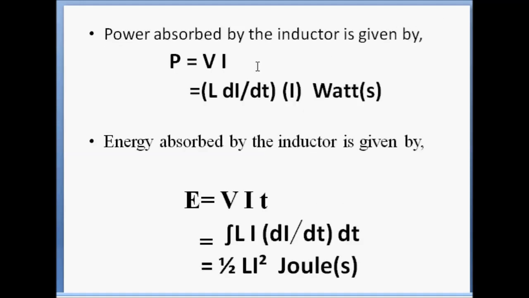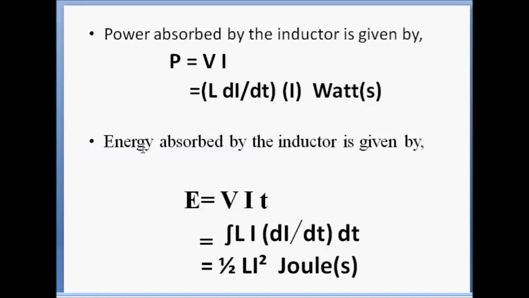Same here, we are also going to discuss the power absorbed or the heat energy lost in the inductor coil as the product of voltage and current. Voltage we all know, L, derivative of current with respect to time, L di by dt into I. The unit of power is watts.